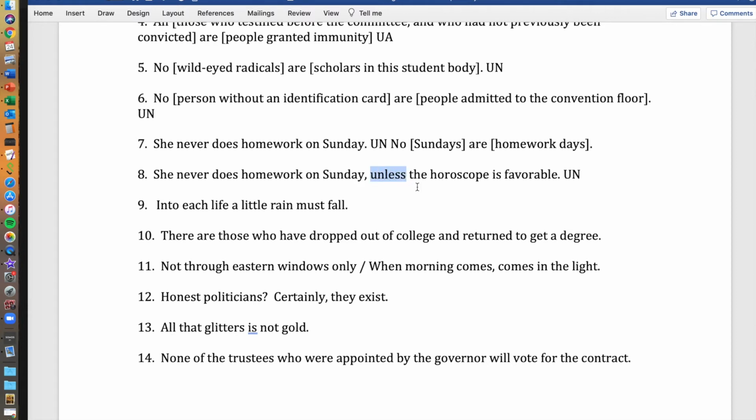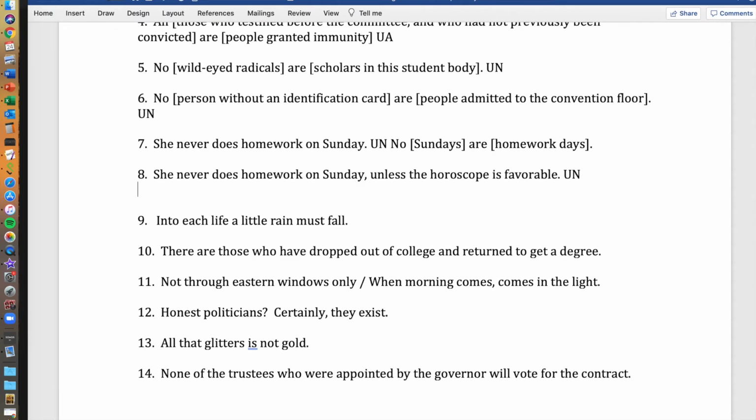And the key here is to understand how to translate the word unless. When you see unless, especially in deductive reasoning, and this will be especially important when we get to conditionals, read unless as if not. If not, okay? So that tells us there are certain days that she does homework and doesn't do homework, and it depends on her horoscope. So we say she never does homework on Sunday unless, that is, if not, that is, if the horoscope is not favorable. So we could translate this as, and I'll do it here underneath, right?